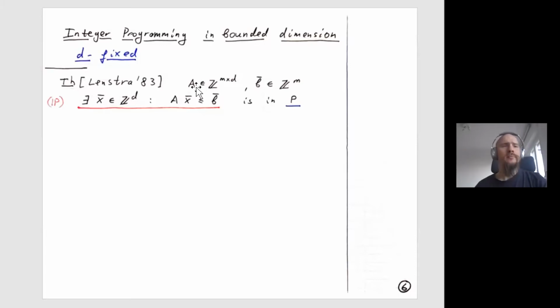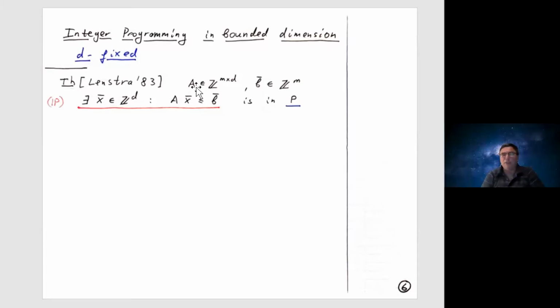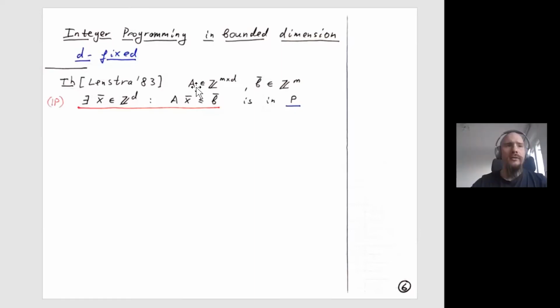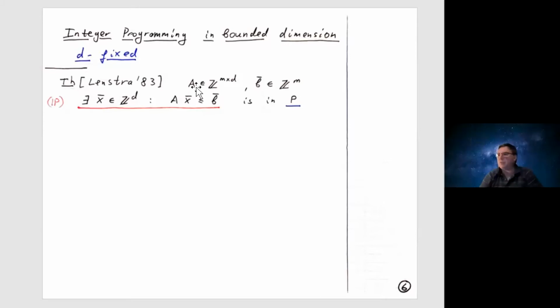Okay, so we allow both the dimension and the large numbers. Okay. So somehow the result is very, very strong. It works in binary. It works when M is not fixed. You see what I mean? Okay. Any other questions about this?